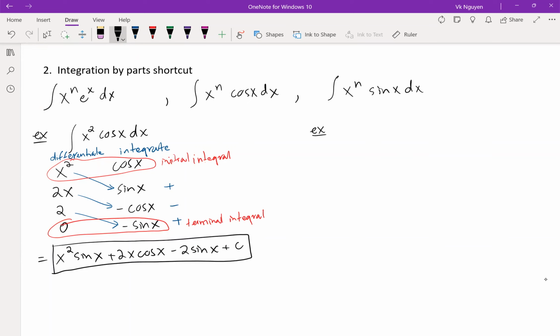Let's take a look at another example. The integral of x to the 3 e^x dx. We're going to differentiate on one side and integrate on the other side. x to the 3, 3x squared, 6x, 6, 0. Integrate e^x, get e^x, e^x, e^x, e^x.